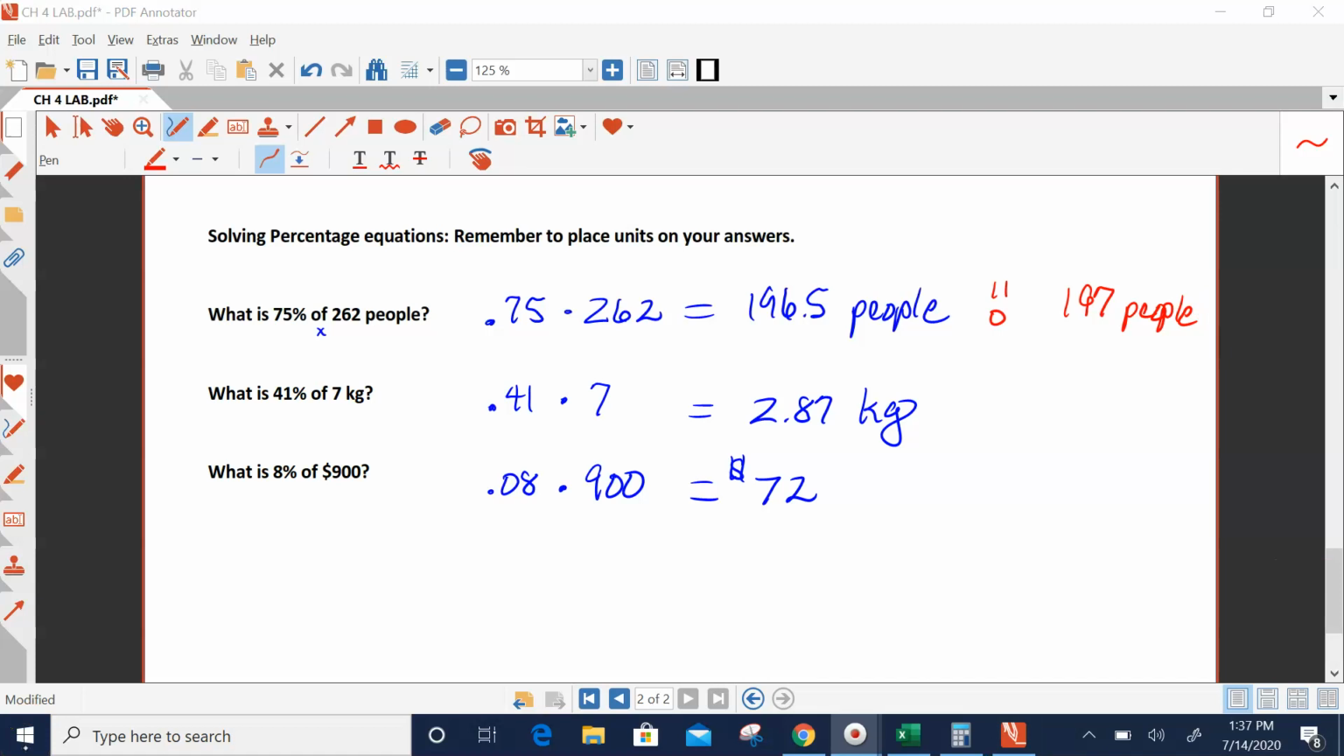So see if you get these answers. For the first one, I get 196.5 people, but that's a problem because we can't have a half a person. So the 0.5 on that answer does not make sense. So how about we round that up to 197 people? That's more feasible. For the next one, I get 2.87 kilograms. That's reasonable. And the next one, $72. That's reasonable. And notice that I have units on every one of those.